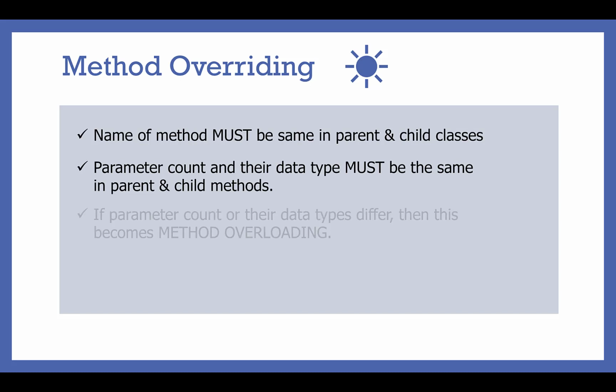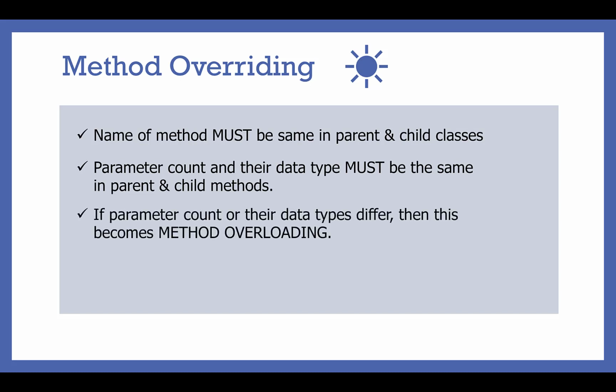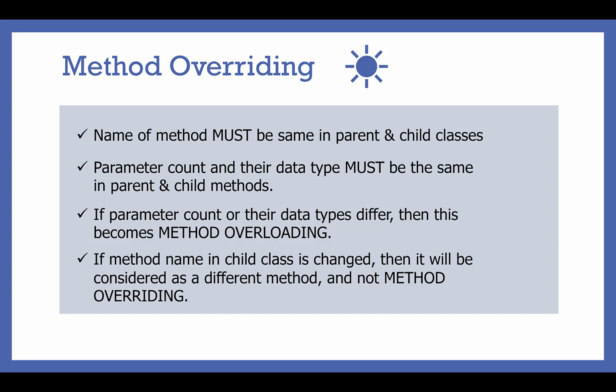Even if the names of two methods are same, but we change parameter types or their count, then it becomes method overloading, not overriding. If we change the name of method in child class, then it becomes a separate method, which is only defined in the child class. Changing return type can be a bit flexible, and we will come to that in a second.